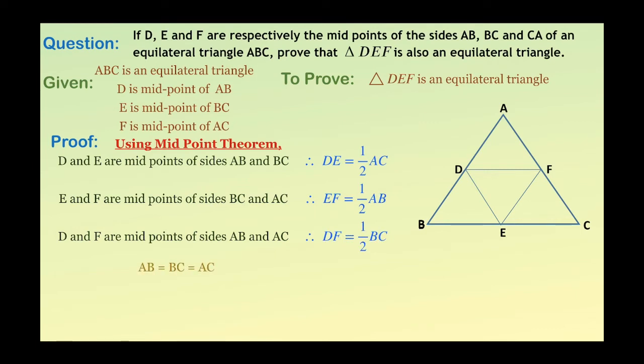Now since ABC is an equilateral triangle, we have AB equals BC equals AC. All three sides are equal. So if three sides are equal, then half of each of these three sides are also equal. So half of AB is EF, half of BC is DF, and half of AC is DE. All three are equal. So we can say that DEF is an equilateral triangle.